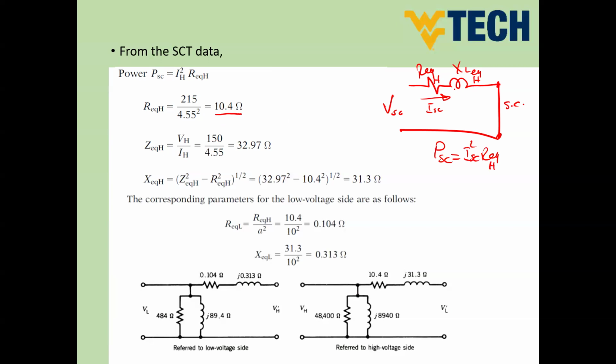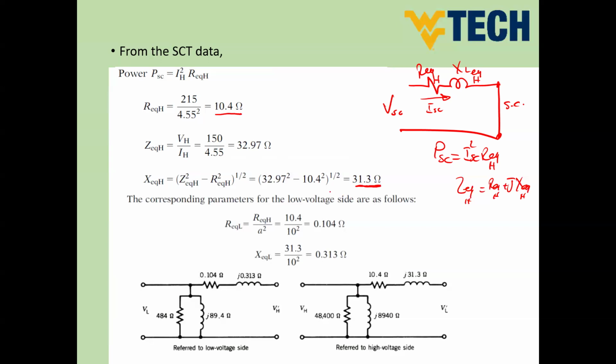Now, we need to calculate the imaginary part of the impedance. So let's get firstly the impedance value. We have the real part, so we can get the imaginary part. We can say Z equivalent, guys, equals V high divided by I high, 150 volt divided by 4.55 ampere. So the impedance here equals 32.97 ohms. Now, in order to get the imaginary part, any impedance, guys, let's say Z equivalent high equals R equivalent high plus j X equivalent high. So you need to get the imaginary part. You can use the triangle equation and make X equals root Z square minus R square. So we can get simply the value of X equivalent.